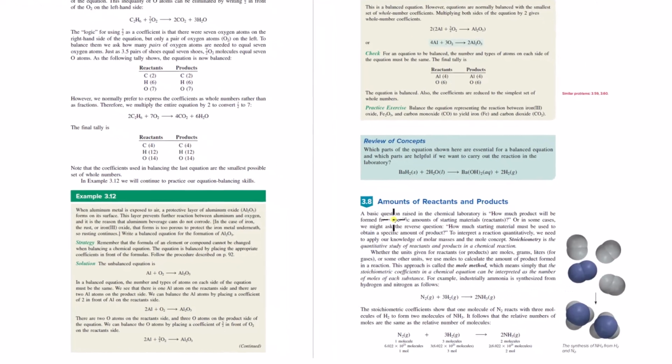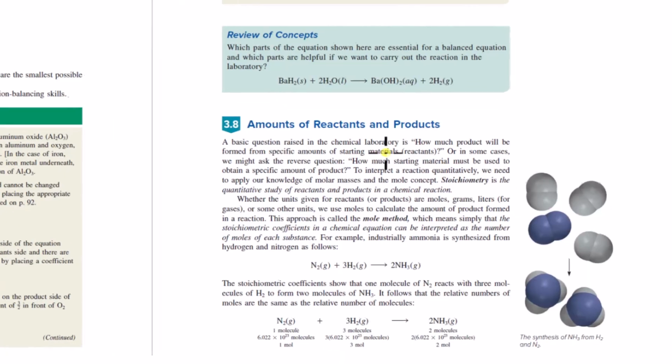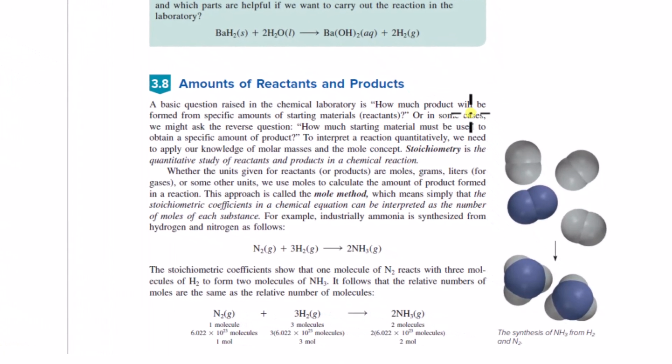A basic question raised in the chemical laboratory is, how much product will be formed from specific amounts of starting materials or reactants? Or in some cases, we might ask the reverse question: how much starting material must be used to obtain a specific amount of product? To interpret a reaction quantitatively, we need to apply our knowledge of molar masses and the mole concept. Stoichiometry is the quantitative study of reactants and products in a chemical reaction.